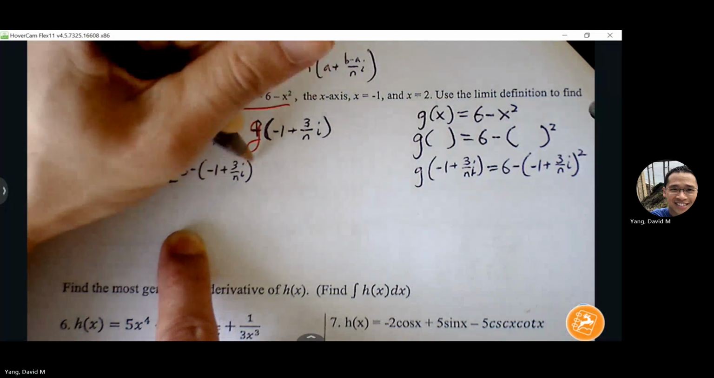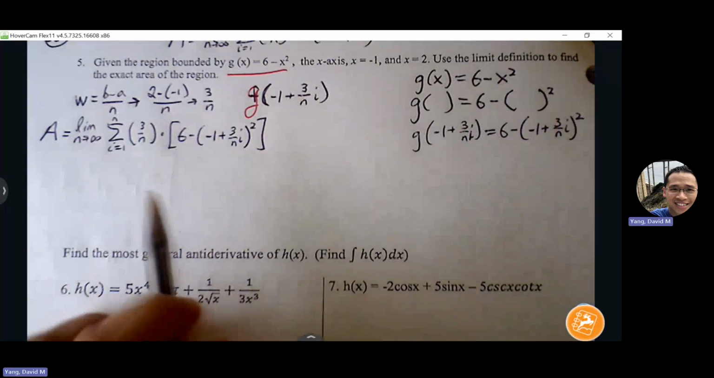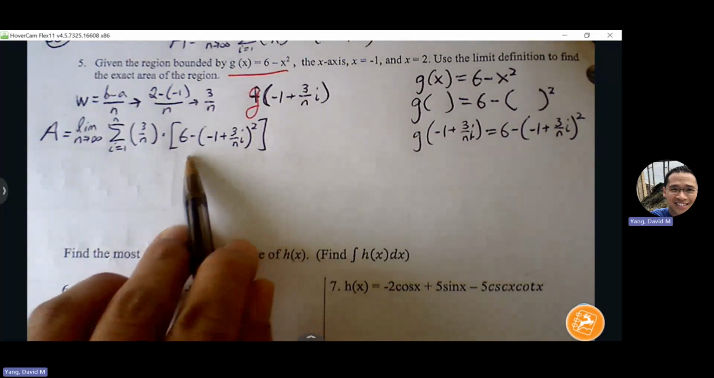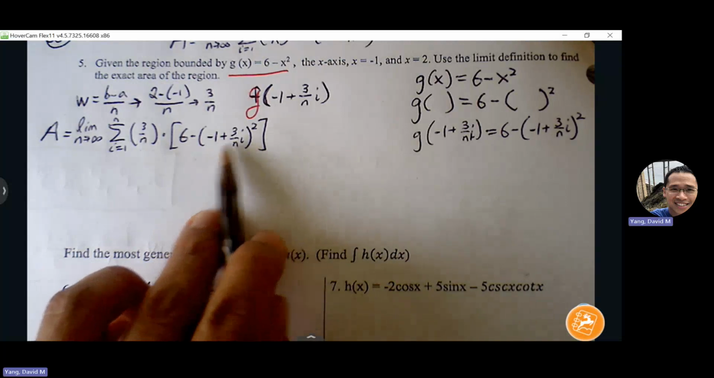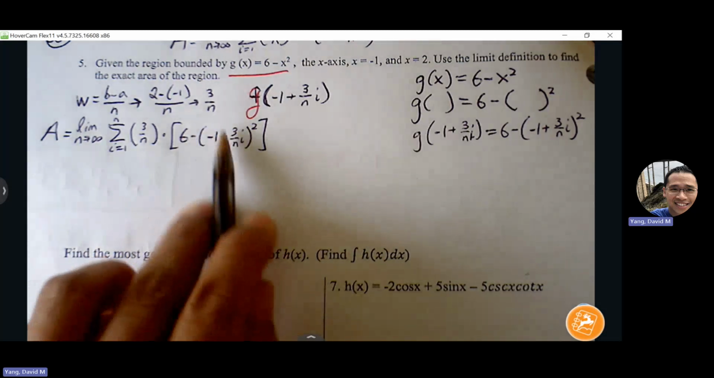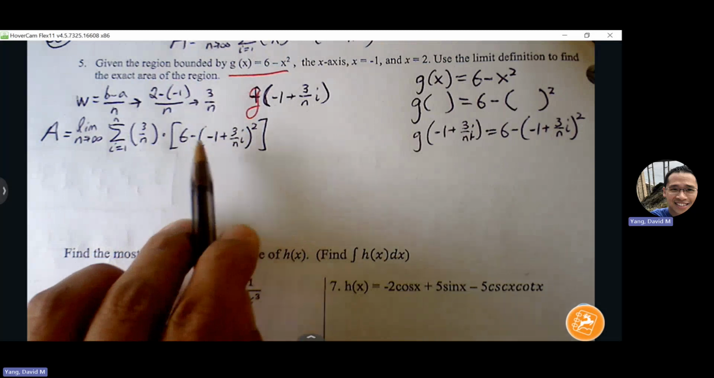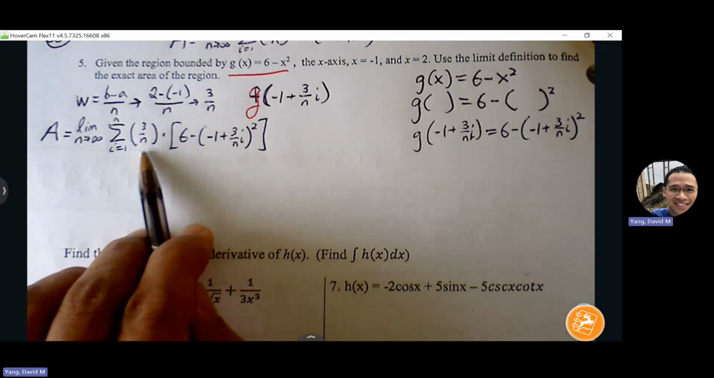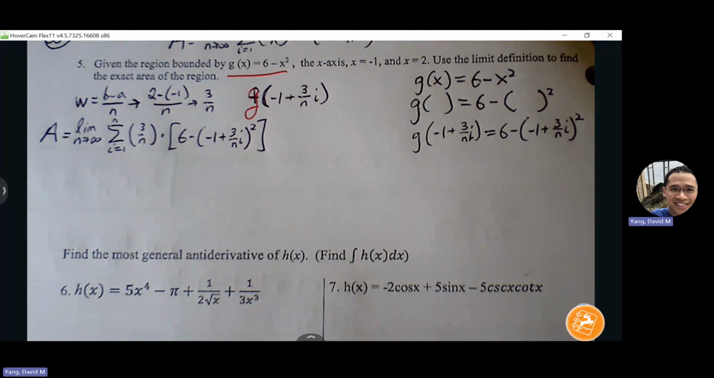Now, most of our efforts is going to be with the height component, right? There's quite a few things we got to do. We got to FOIL this out. We got to distribute the -1 through. Then we got to combine the like terms with the 6. And once all the like terms are nice and clean, then we can multiply the 3 over n through. And then we can start worrying about the summation rules. And then we can do a limit as n approaches infinity.